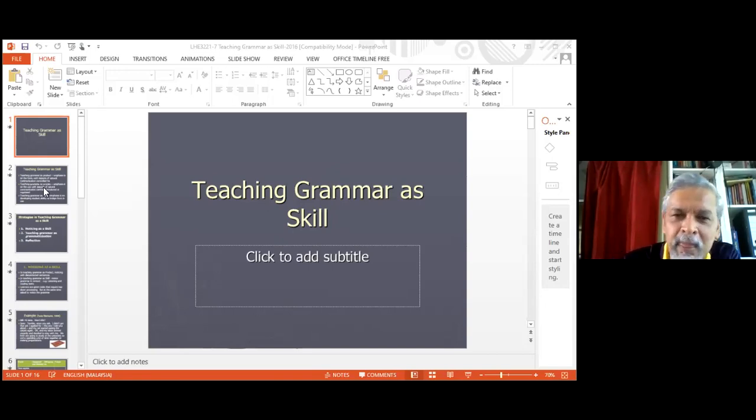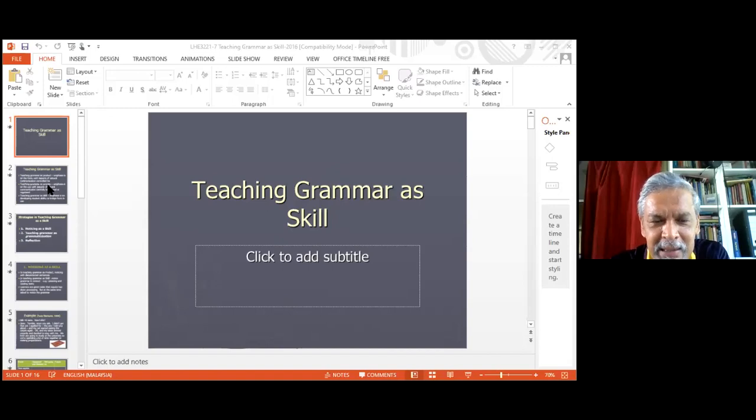Okay, so now this is the last of the 3 approaches. But if you put it in a diagram, this may be the second, because the first is teaching grammar as product.